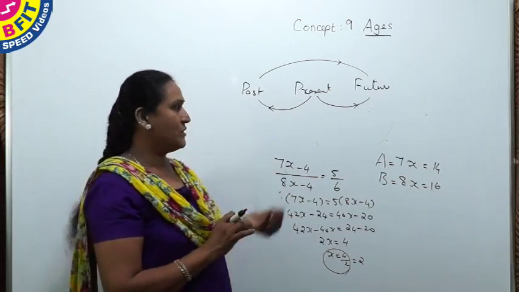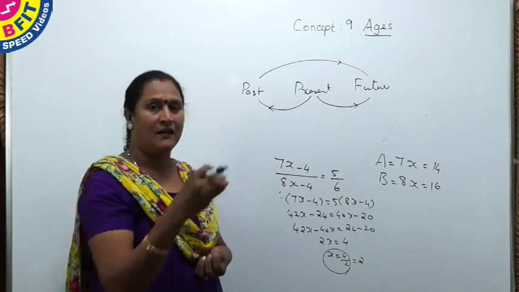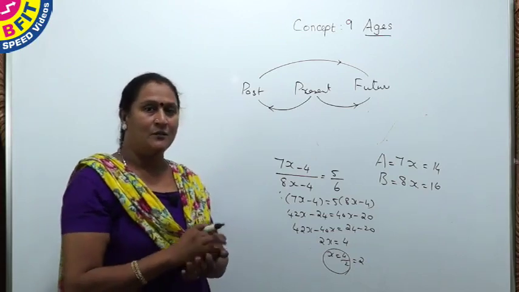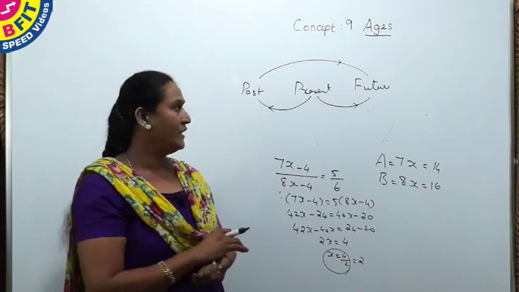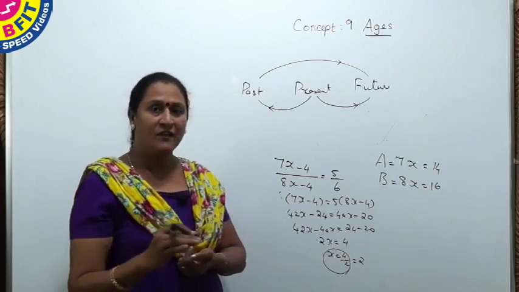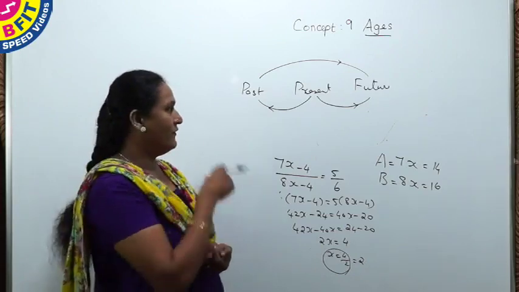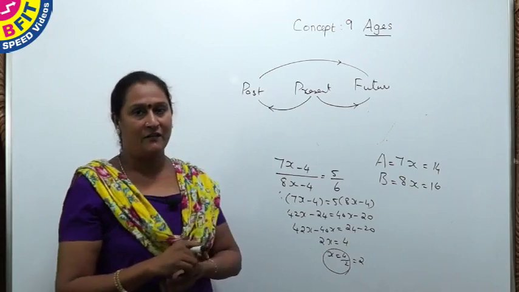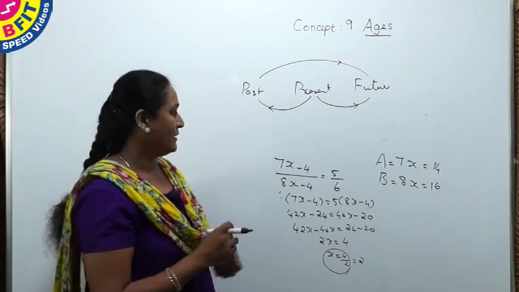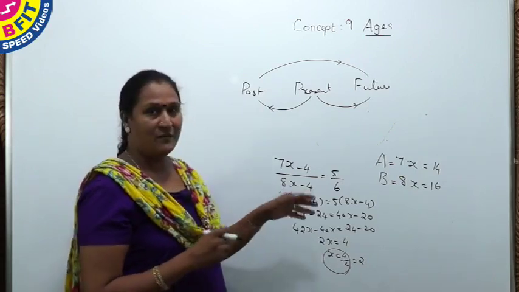So if one ratio is given, they will give some other data like the sum of their ages, product of their ages, difference between their ages. That type of working we will see later. So here we will work out how to proceed when 2 ratios are given. In our question they have given present and past.